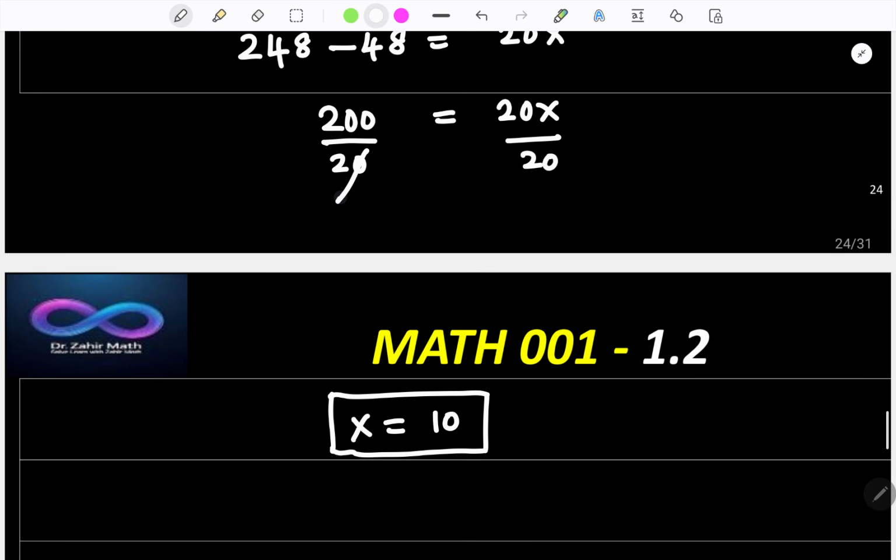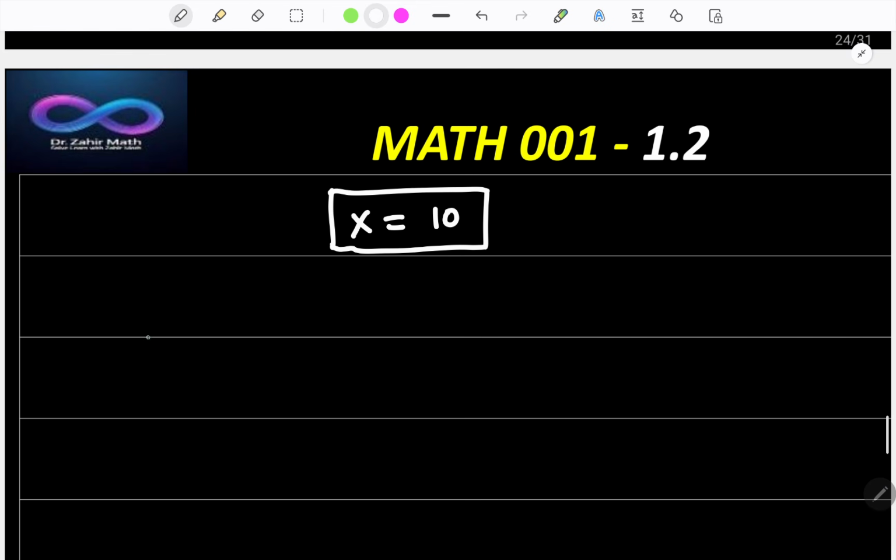Or you can do it like this: cancel the zeros, and 2 times 10 is 20. You can also do it like this. So this finishes your exercise 1.2. Right? So please study well.